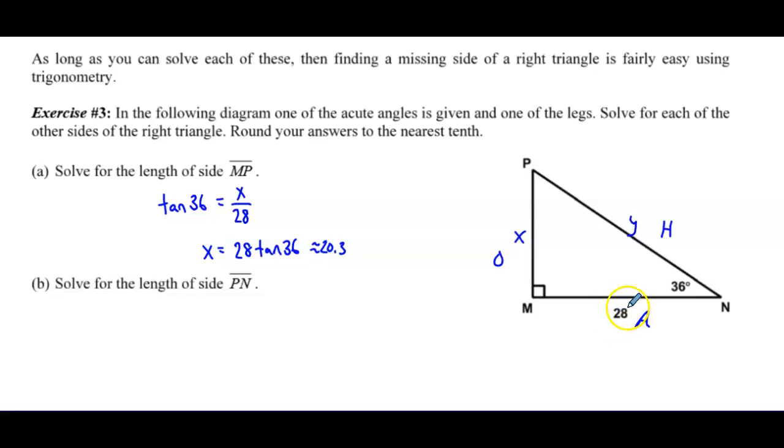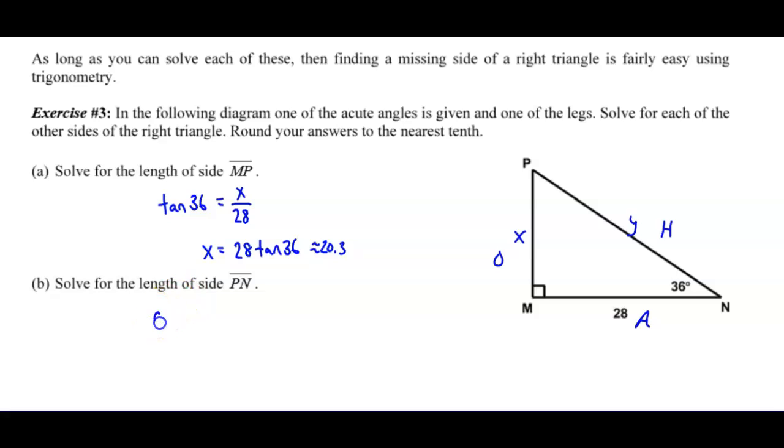I would suggest that you reuse the 28 because even though I now know that this is 20.3 and the Pythagorean theorem would work, that relies on you getting the first answer right. So you're probably right, but in case you're not, it's best to go back and use the one that you knew. So I'm looking at the A and the H to solve this one.